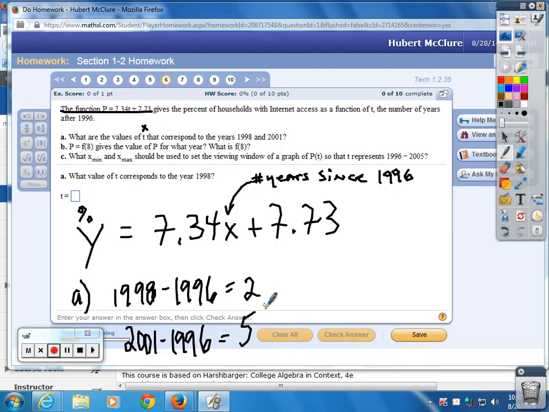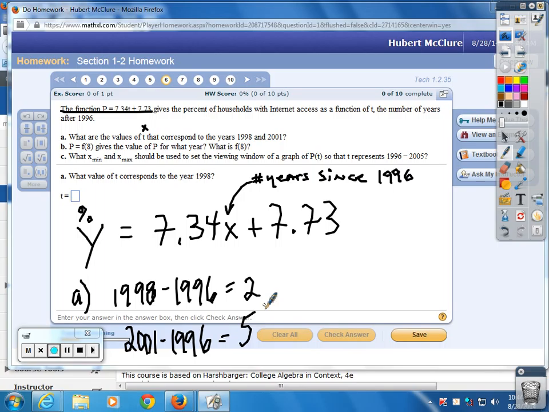Now the reason some of you may go, well, that's just basic math. Well, some people don't know to subtract 1996. That's the point they're trying to get across to you: that to get x, you have to subtract 1996 from these two numbers.